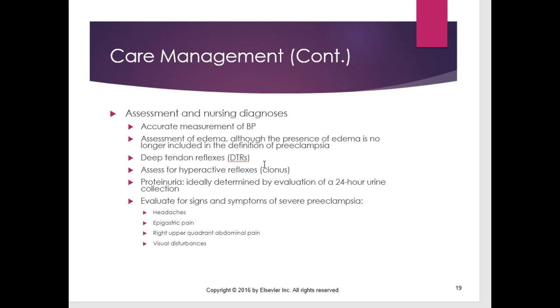Signs and symptoms that are related to severe preeclampsia. And actually, these are symptoms. These are not signs. Headaches, epigastric pain, right upper quadrant abdominal pain, and visual disturbances.